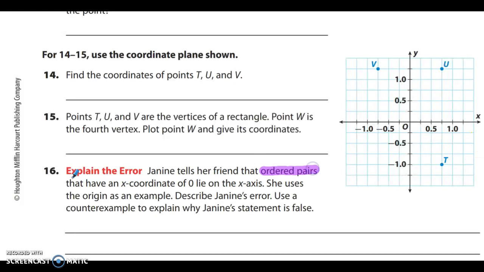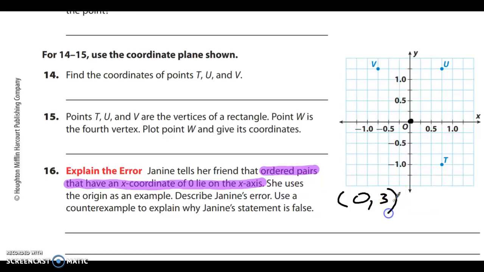Ordered pairs that have an x-coordinate of 0 lie on the x-axis. So an x-coordinate of 0 would look like this: 0, comma, and she used the origin as an example. So she said 0, 0 would go here. Look, it's on the x-axis. Well, it's an invalid example. What she should have done was not chosen the origin. She should have chosen 0, 5 or 0, 3 or 0, 1, anything like that.